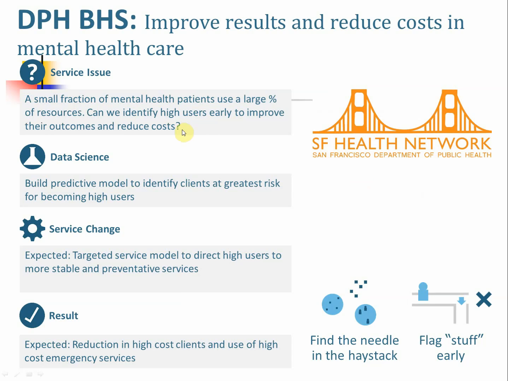The other one is that a small fraction of mental health patients use a large amount of resources, of course, and that sometimes also poses threats to society. So can we identify high users early to improve their outcomes and reduce the cost, so that we can prevent them from going to the worst case scenario? What we can do is build a predictive model to identify clients at greatest risk of becoming high users, so that we can stop them from reaching the worst case scenario.